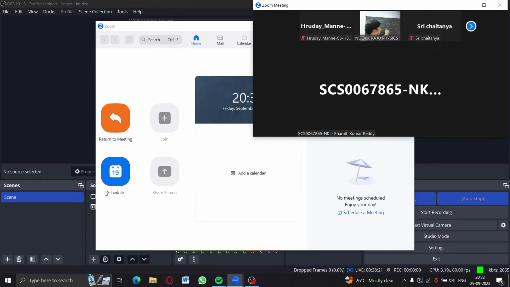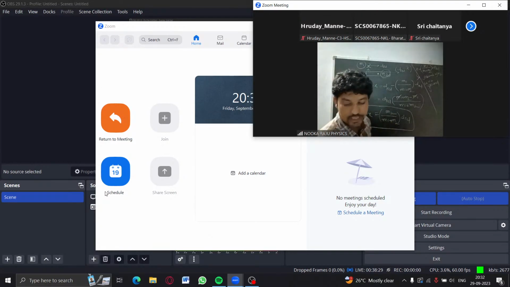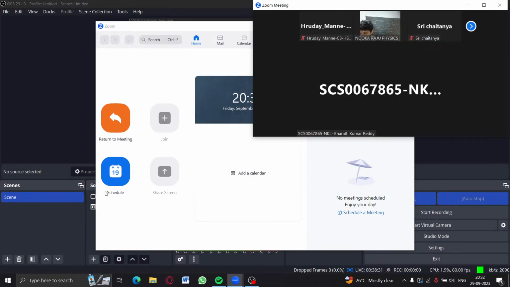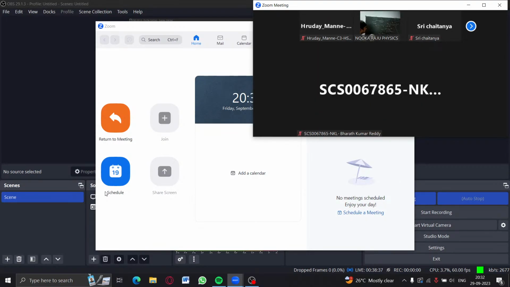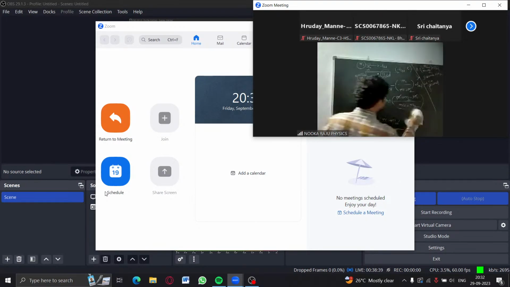Can you explain once again, sir? Yeah. Can you explain once again? Which one? d relative minus x or the x value? Yes, sir. x. What is your doubt? d relative minus x. Yes, okay. d relative minus x, okay.